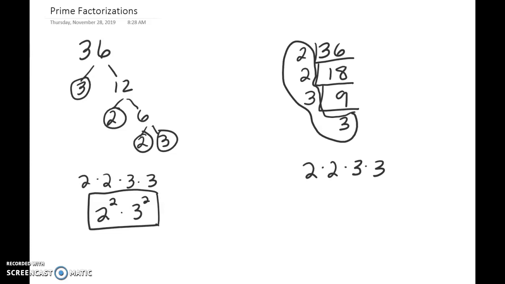We write those prime factors from smallest to largest, and again, we can use the exponents to write the prime factorization as well. If you multiply those numbers together, you'll get the original number.